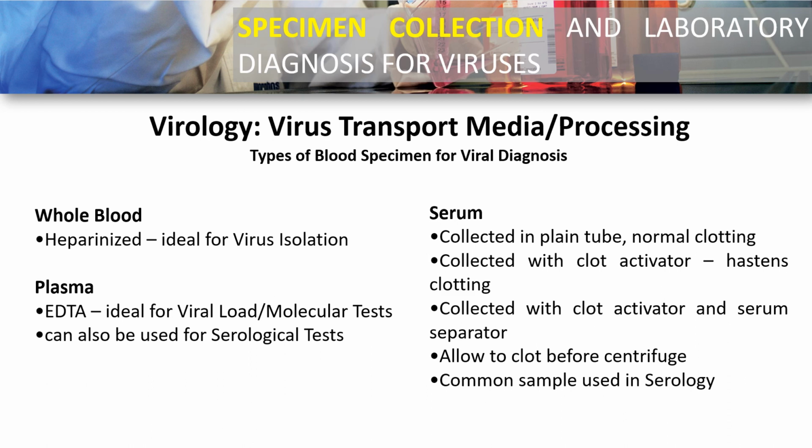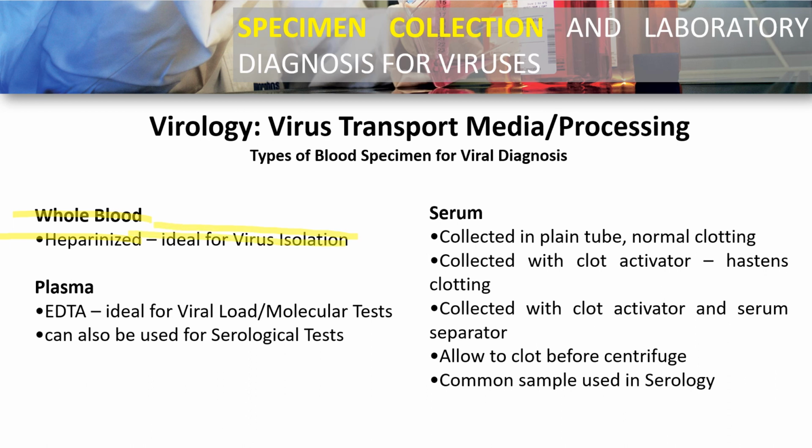Okay, so let's move with the types of blood specimen for viral diagnosis. Paki-highlight to, class, kasi importante to. Pag whole blood naman, class, specifically heparinized, ideal for virus isolation. So, if your purpose is to isolate the virus, okay, then you can actually use your whole blood. Take note, class, ideal for virus isolation.